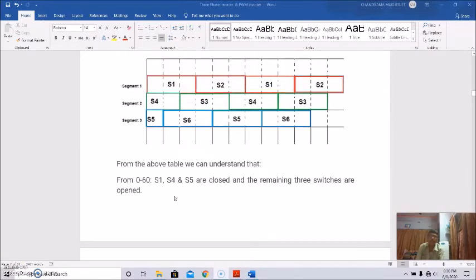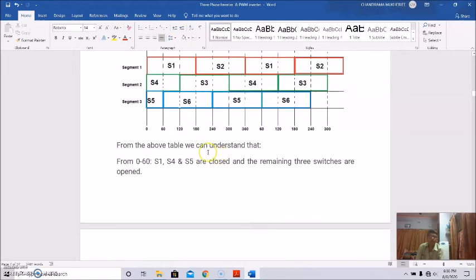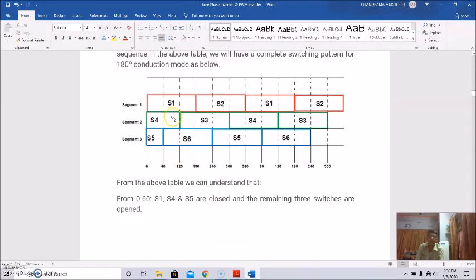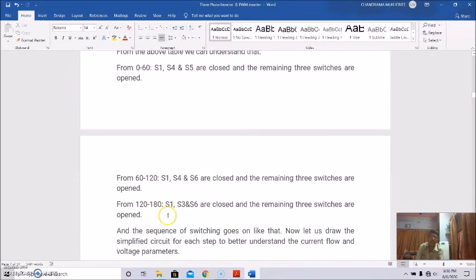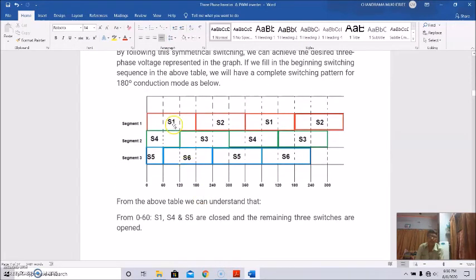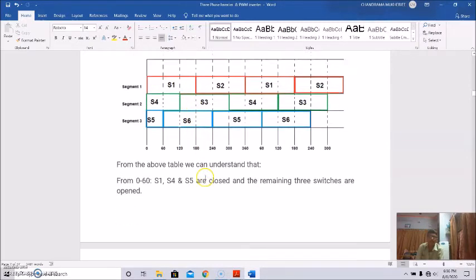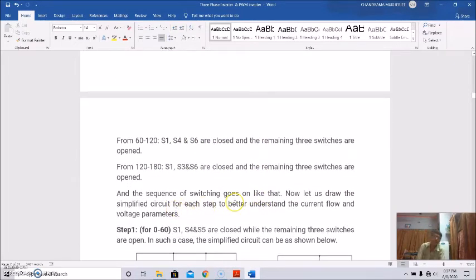So this is shown here from 60 to 120. From 60 to 120 it is S1, S4 and S6 closed, others opened. And again from 120 to 180, S1, S3 and S6 are closed, and the remaining three switches are open. And the sequence of switching goes on like that.